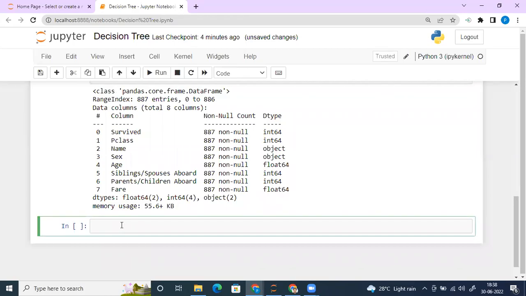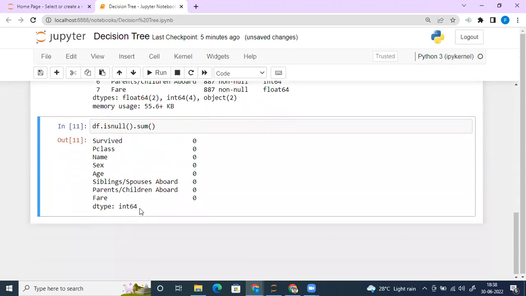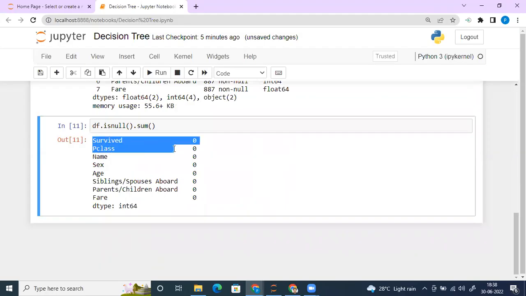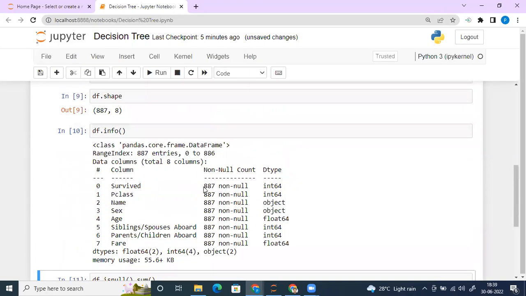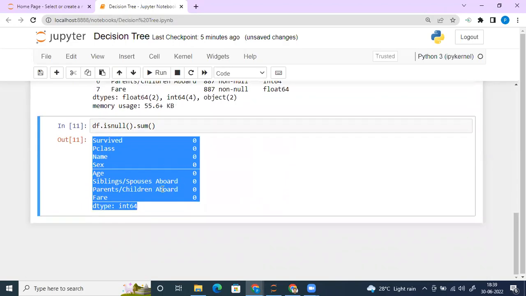So how can we verify our missing values? By using df dot isnull, then dot sum. Okay, so we see that in every column we don't have any missing values. So at least that work which we may require is not needed here. No missing values are there.